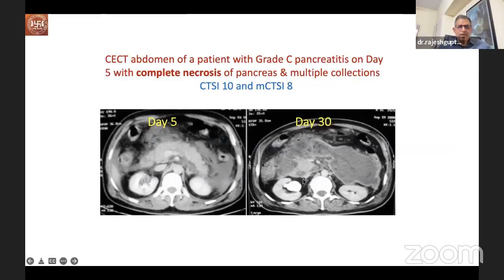Here is another example of difference between the 2 scores, where there is necrosis involving more than 50%, and there is more than 1 collection, which gives a CTSI of 10. But if we look at modified CTSI, it is only 8 because there is no extrapancreatic collection. All the collections are in the peripancreatic region.